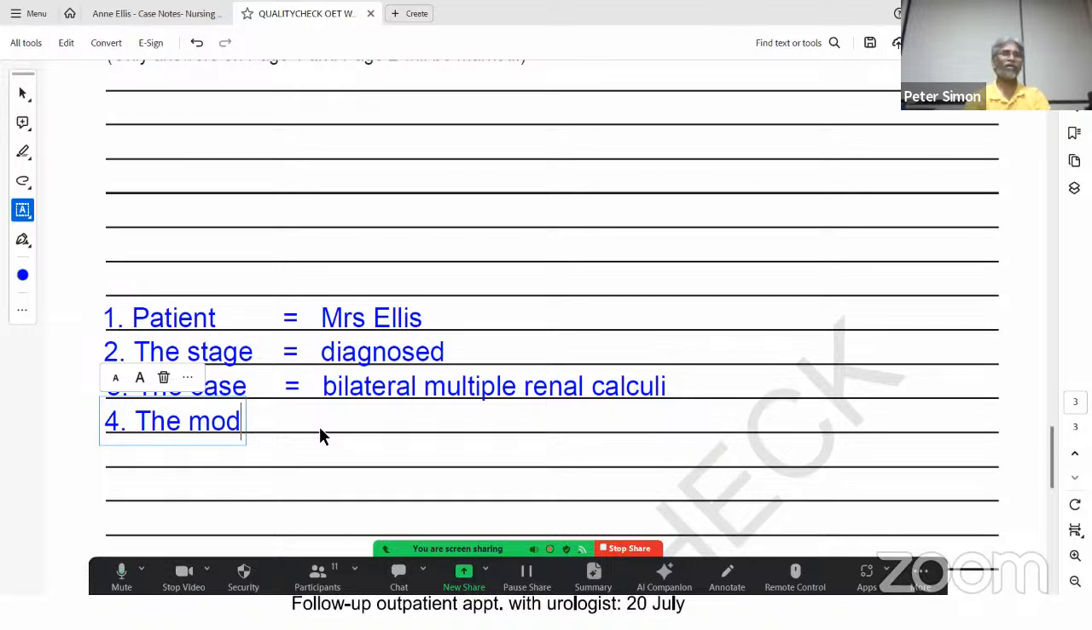Number 4, the type of letter, the modus operandi. So the mode of the letter or the type of letter. So you can say the letter type. What is the type of letter you are giving? This is a discharge letter. Name of the patient, the stage, the case, the type of the letter.